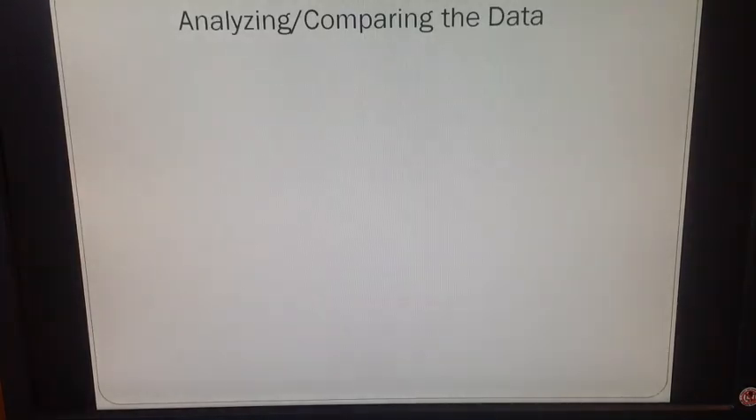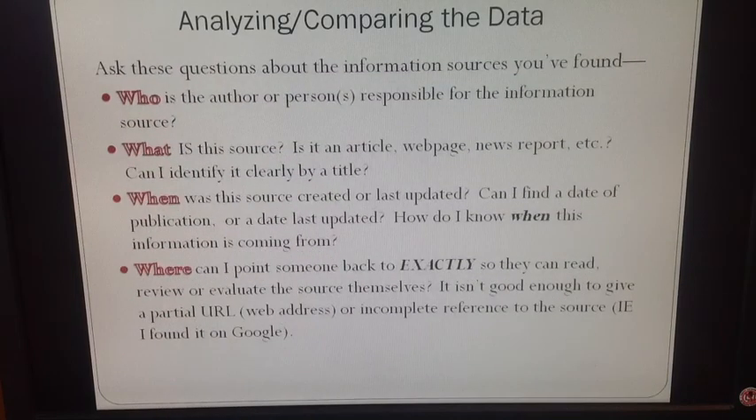In analyzing and comparing data, we want to be asking some simple questions about our information resources to figure out if they're valid. We want to ask who the author or person is who's responsible for the information. What is this information source? Is it an article, web page, etc.? When was this source created or last updated? How do I know when this information was actually put together? And where can I point someone back to exactly so they can read, review, and evaluate the sources themselves?